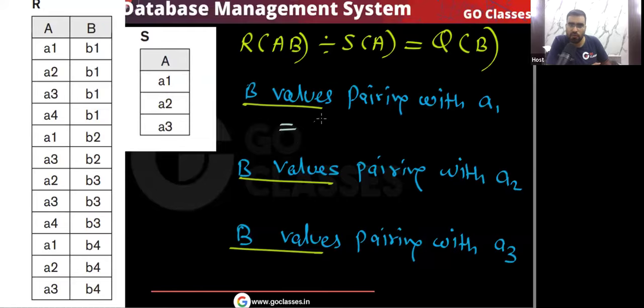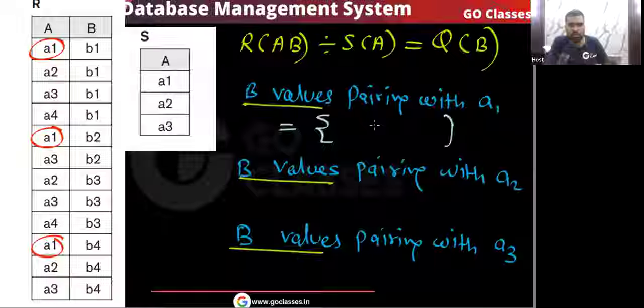What are the B values pairing with A1? You can see A1, A1, A1. So which B values are pairing with A1? That will be B1, B2, B4.